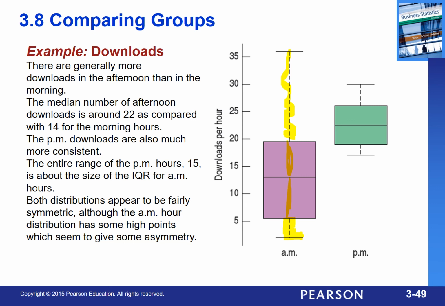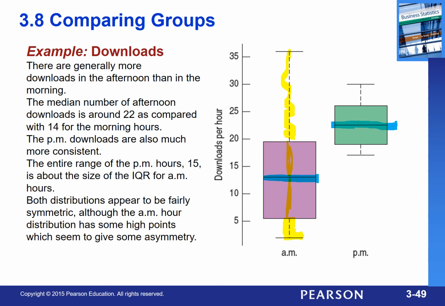The next thing I would look at is that their medians are definitely very different. This one looks to be about 13 or 14, and then the median for the PM number of downloads appears to be about 23 or 22. So they're very different in that distance as well. So it appears that their spreads are also quite different.